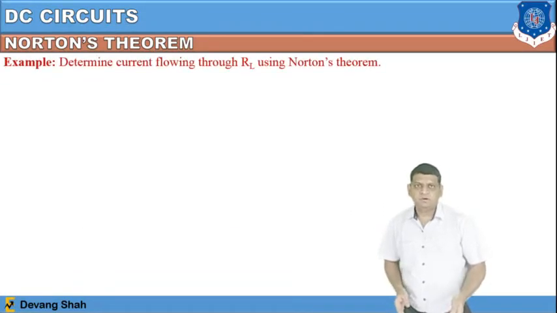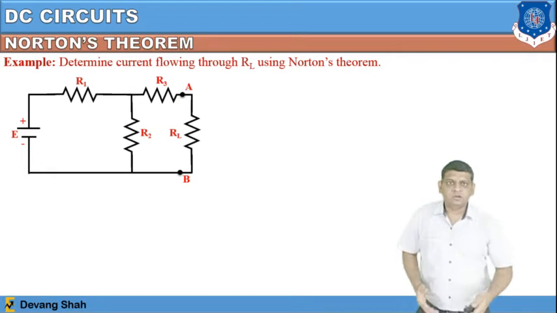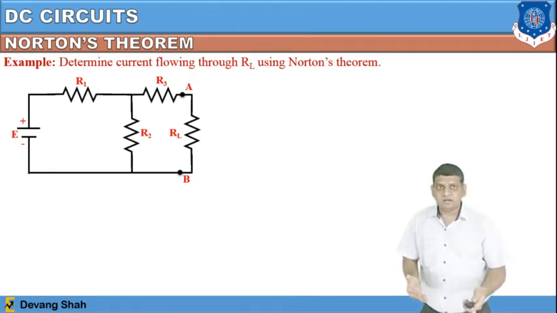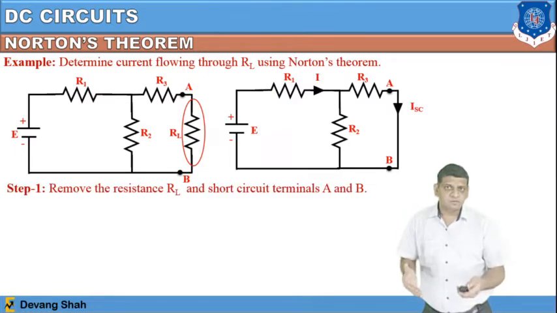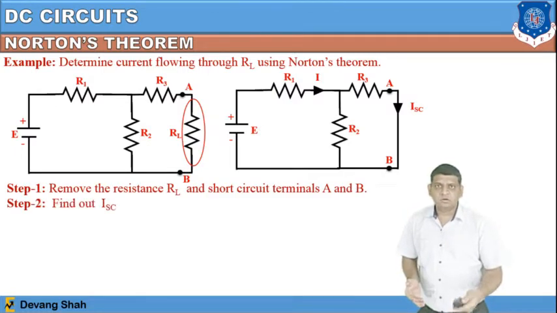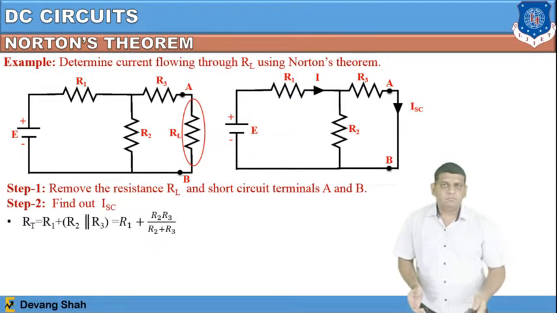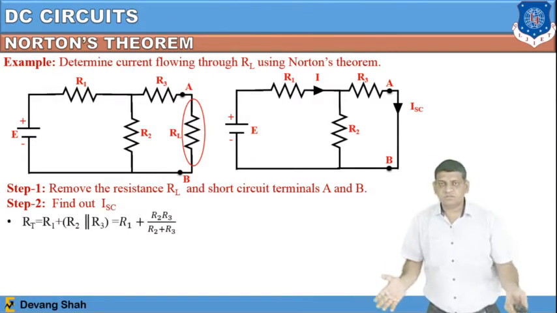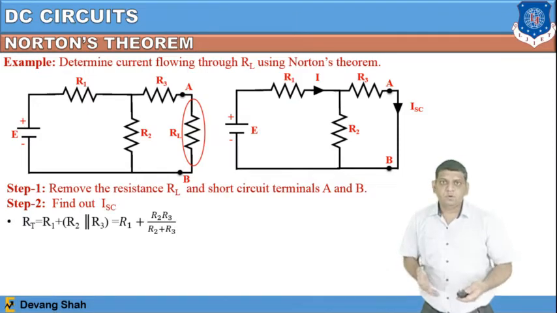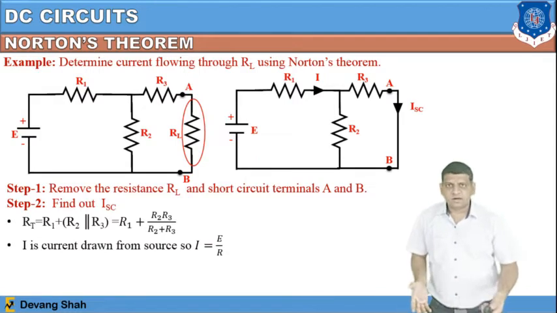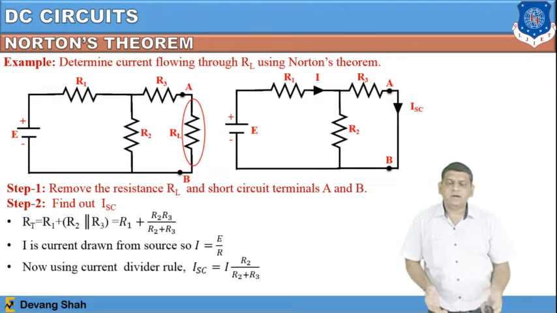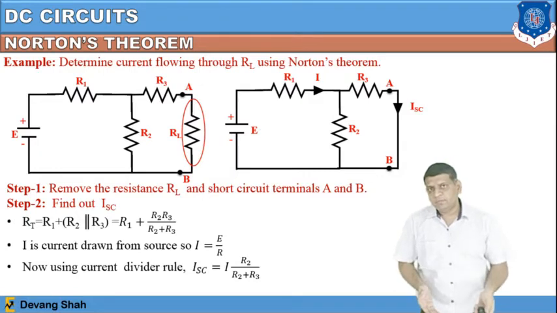Now let's define one example. So this is the actual circuit, where R1, R2, R3 are given, RL is also given, between terminal A and B. So I will use my first step, which is step number 1: remove the RL and short the terminals A and B, then find out ISC. And how you can find the ISC: just find the total resistance of the network. So for this particular circuit, your total resistance RT is equal to R1 plus the parallel combination of R2 and R3, right? Then you have to find the circuit current I, that is equal to E by R, and from then you can find ISC is equal to I into R2 divided by R2 plus R3, right?